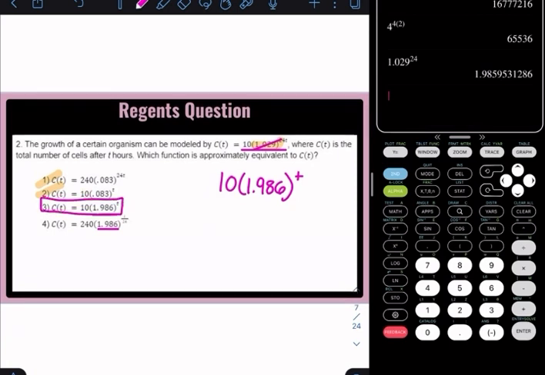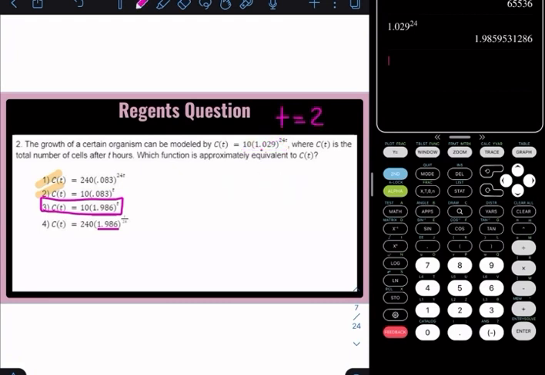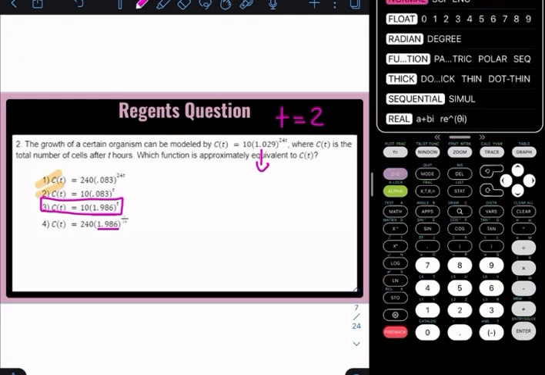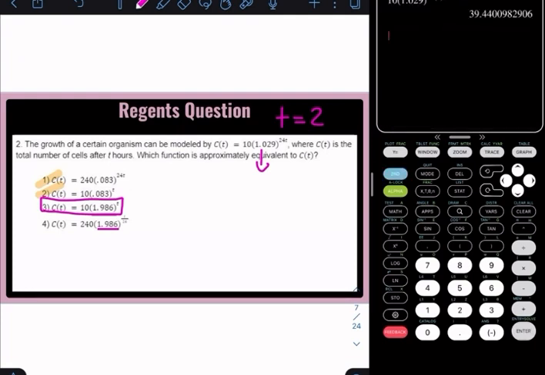Now let's say that makes no sense to you. Another way we can do that is we can take the original problem and make t equal to 2. So let's see, when I make t equal to 2 here, what number would we get? 1.029 raised to the 24th power times 2. I would get, I'll just say, 39.44.